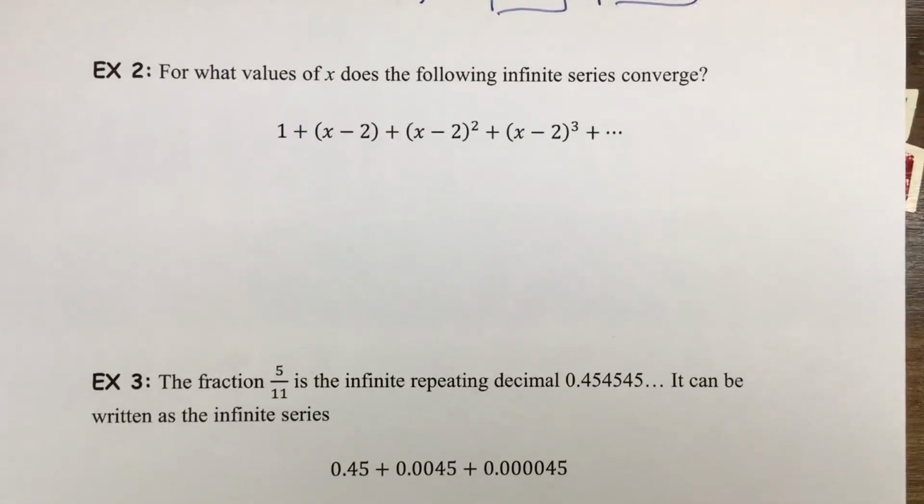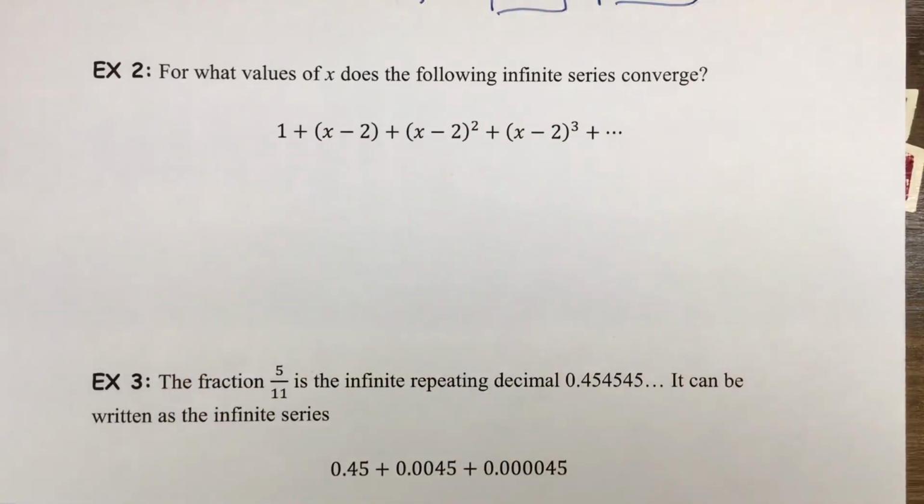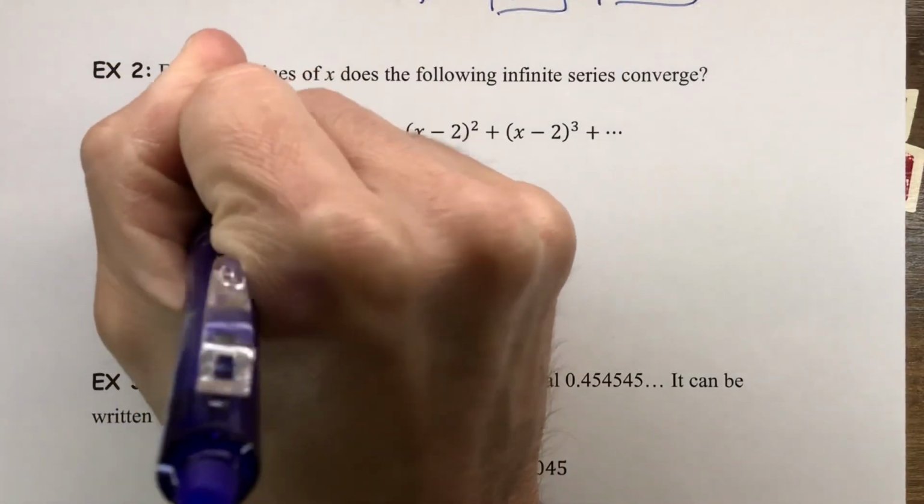All right, for example 2, for what values of x does the following infinite series converge? Well, first off, if this infinite series is going to converge, it will need to be a geometric series, which means that there would need to be an r value. So let's see if we do have an r value. What would we multiply 1 by to get x minus 2? Well, of course, that would be x minus 2. So we should be thinking that our r value has to be x minus 2.